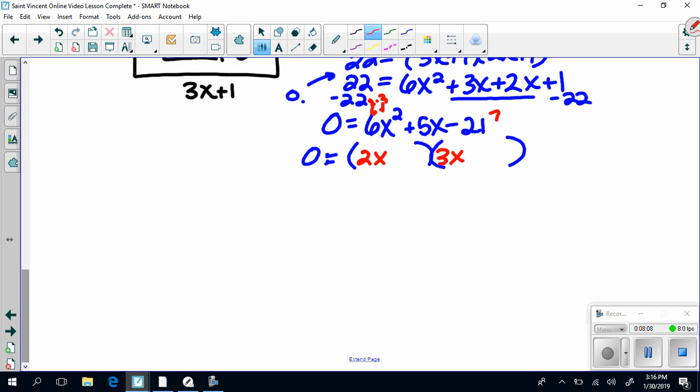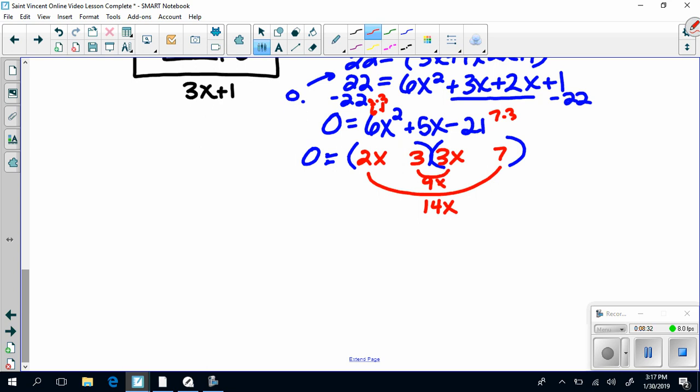And then for 21, I got 7 times 3. So where do I put the 7? Where do I put the 3? So that when I check the outside and the inside, I make a 5x. So if I look at this, I'm seeing if I put the 7 here, I put the 3 here, this is going to make a 14x, and the inside is going to make a 9x.